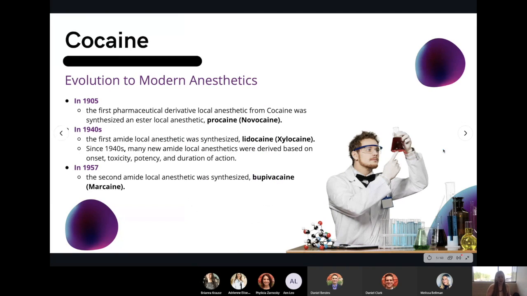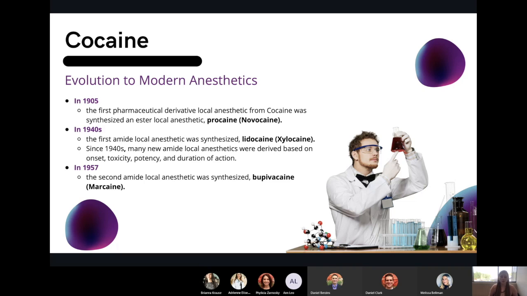So cocaine now obviously is illegal to use as a local anesthetic. However, it led to the discovery of other local anesthetics. In 1905, the first pharmaceutically derived local anesthetic from cocaine was created, an ester local anesthetic called procaine. This anesthetic was not the ideal local anesthetic because of its very long onset, short duration of action, low potency, and allergic potential. Since the discovery of cocaine, many variations of local anesthetics were created.